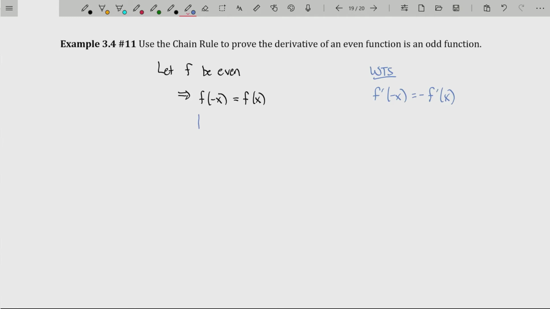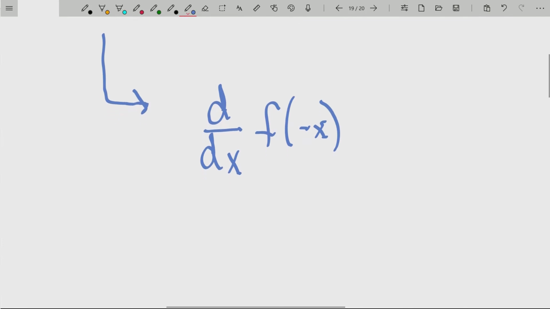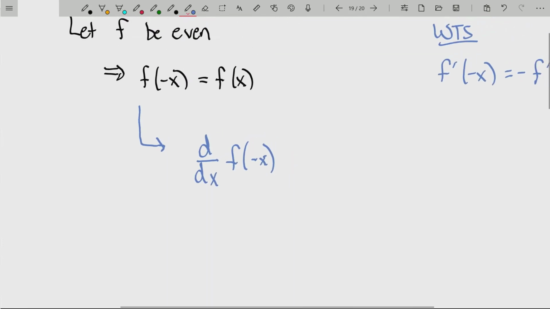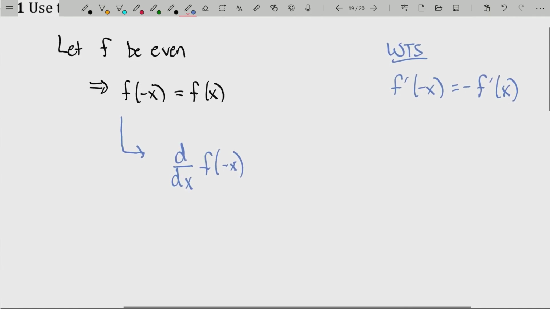Here's my hint. Take the derivative of this, not both sides. Just take the derivative of this left-hand side. And then use the chain rule. I promise everything will work out. There is a little subtlety in it. Just going to give you a hint. There's a little subtlety. After you use the chain rule, you'll find out it's not exactly what you wanted to show. It's very, very close.